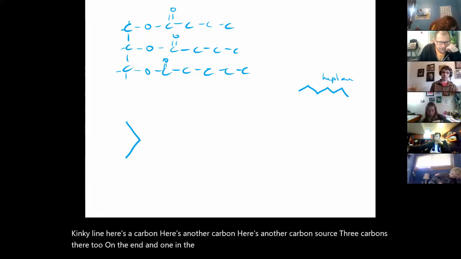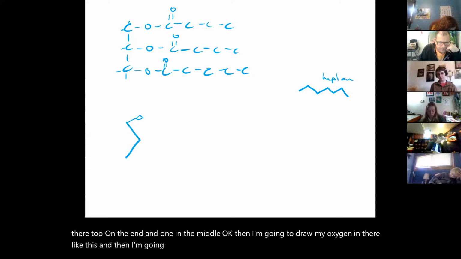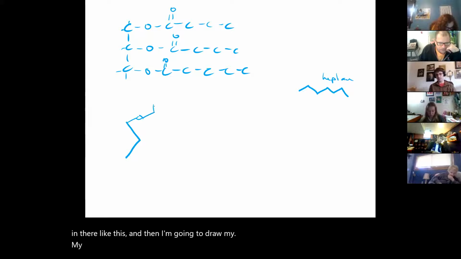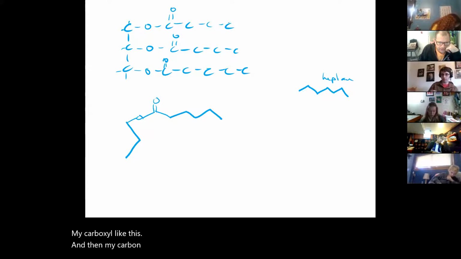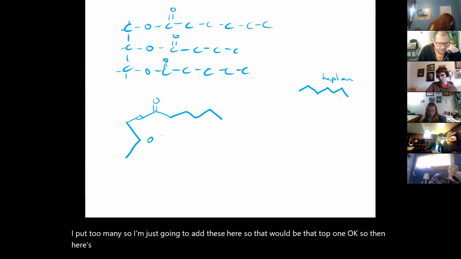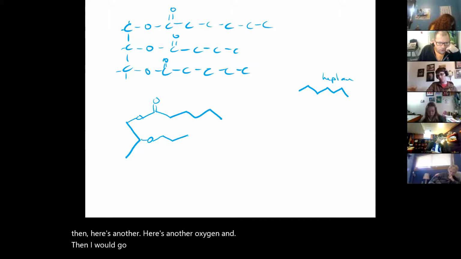Okay, then I'm going to draw my oxygen in there like this, and then I'm going to draw my carboxyl like this, and then my carbon chain. So how many did I have here? 1, 2, 3, 4. 1, 2, 3, 4, 5, 6. I put too many, so I'm just going to add these here. So that'd be that top one. Okay, so then here's another oxygen, and then I would go like this.